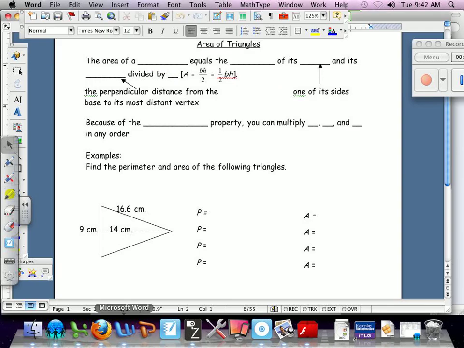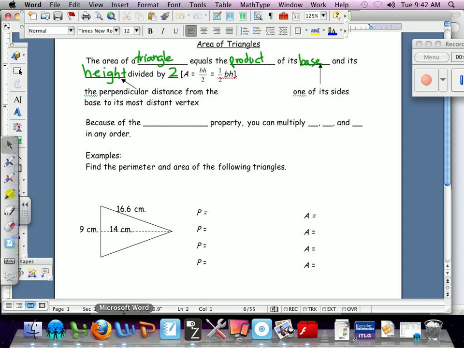So let's go ahead and fill in the notes based on all this stuff. So the area of a triangle equals the product of its base and its height divided by 2.